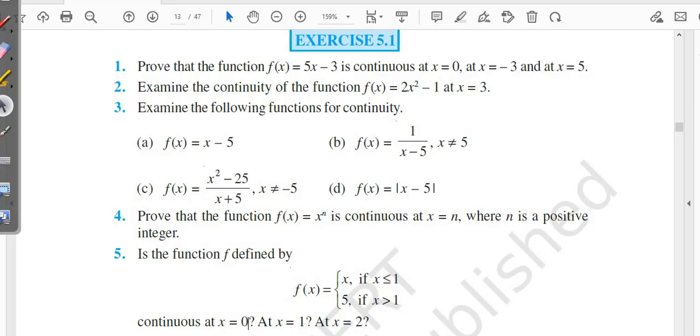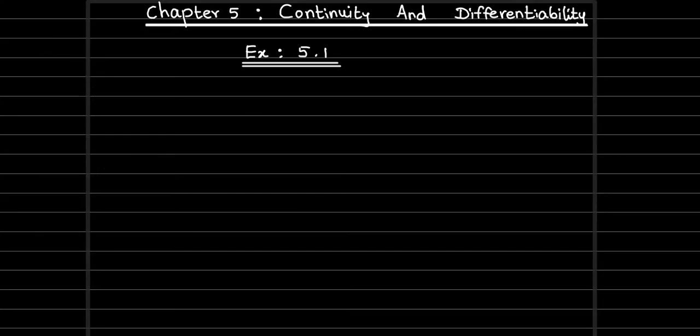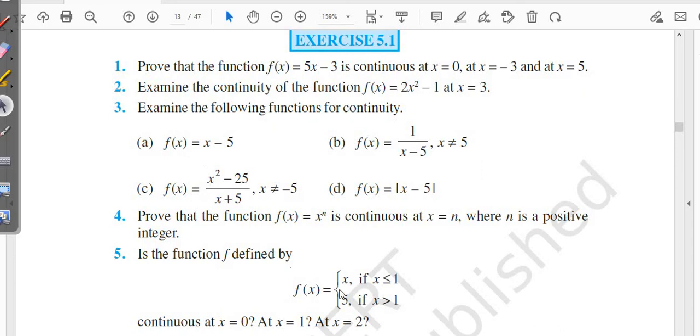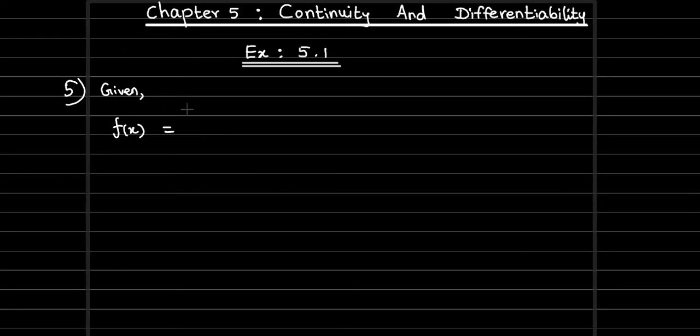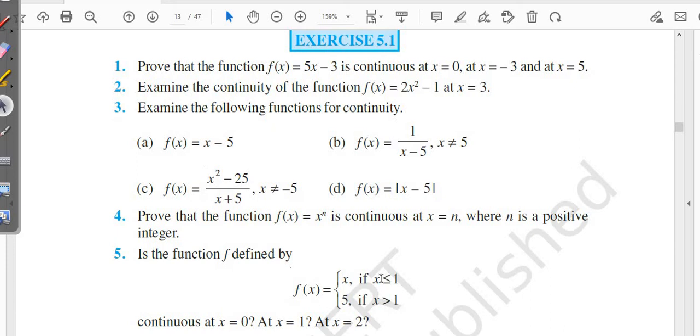Now what is the given function? f of x equal to x if x is less than or equal to 1, 5 if x is greater than 1. So this is the given function. So first we are going to test whether this function is continuous at x equal to 0 or not.